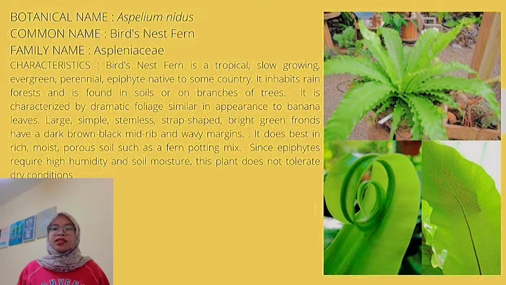Large, simple, stemless, strap-shaped, bright green fronds have a dark brown-black midrib and wavy margins. It does best in rich, moist, porous soil such as fern potting mix. Since epiphytes require high humidity and soil moisture, this plant does not tolerate dry conditions.